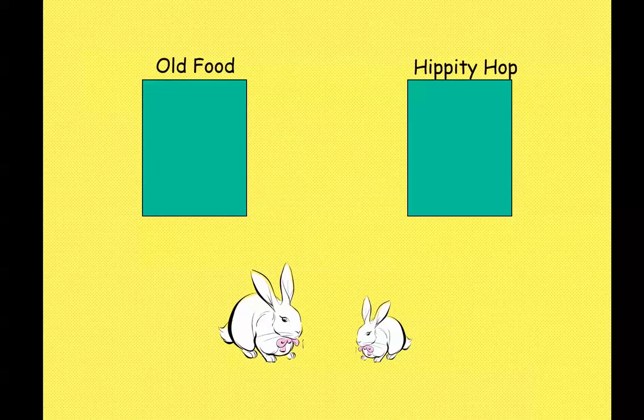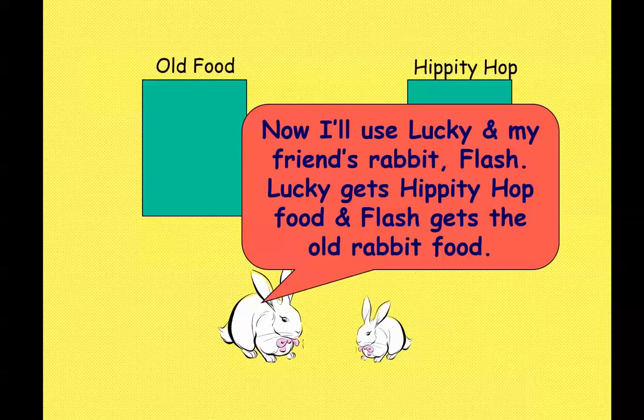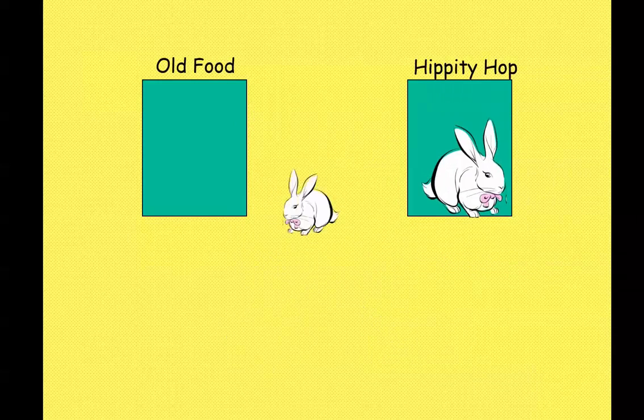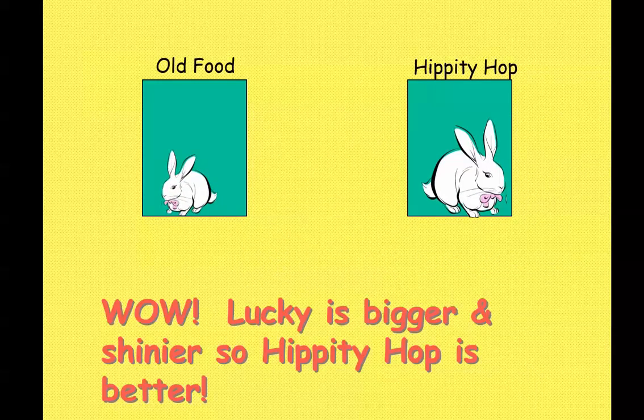Okay, so let's add that detail to this little rabbit experiment. I'm going to use my rabbit. He's going to get hippity hop, and then the other rabbit's going to get the old food. And lo and behold, I notice my rabbit's bigger, so therefore I can make this claim, right? Well, nope, not yet.